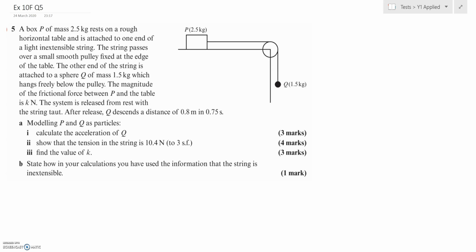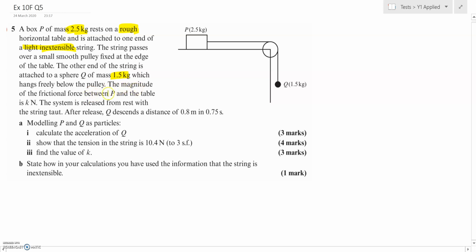So this is exercise 10F, question 5. A box P of mass 2.5 kilograms rests on a rough horizontal table and is attached to one end of a light inextensible string. The string passes over a smooth fixed pulley at the edge of the table. The other end of the string is attached to a sphere Q with mass 1.5 kilograms and hangs freely below the pulley.